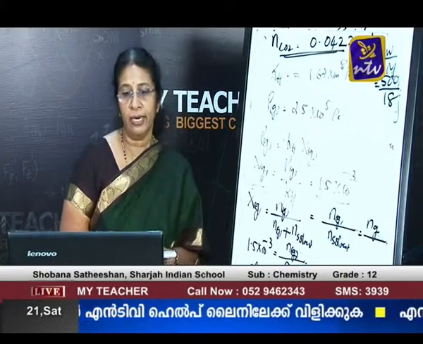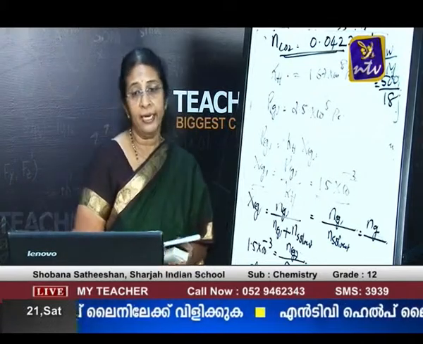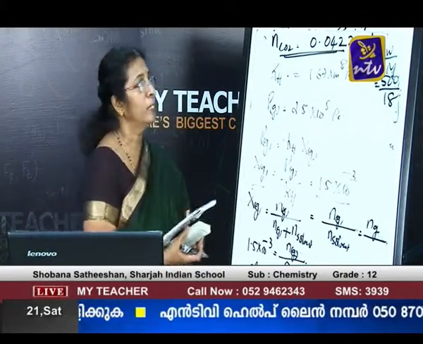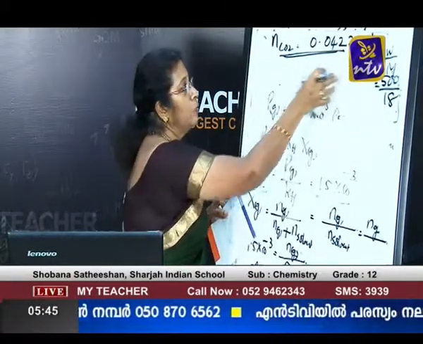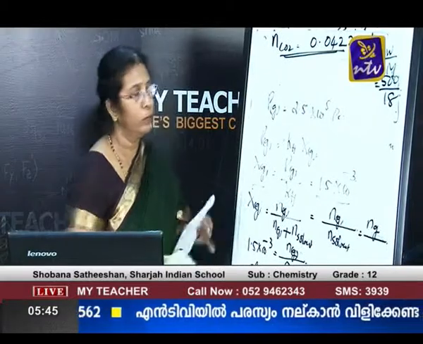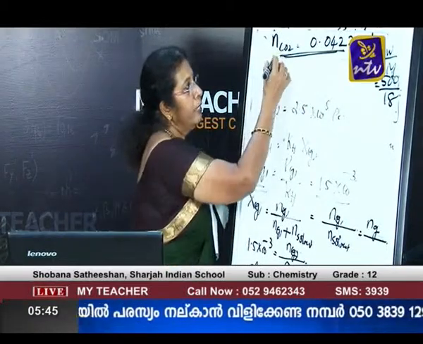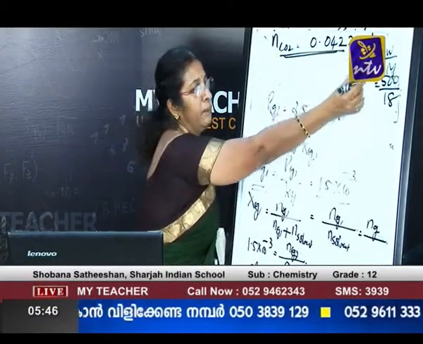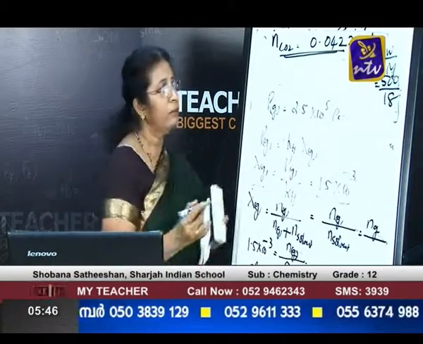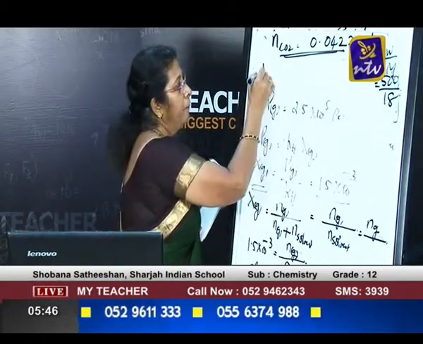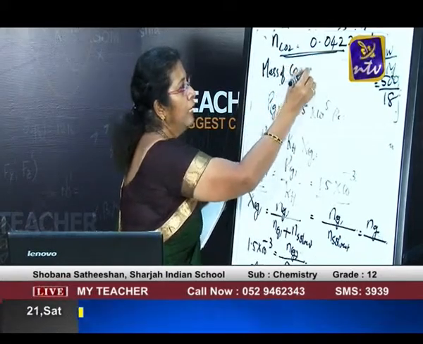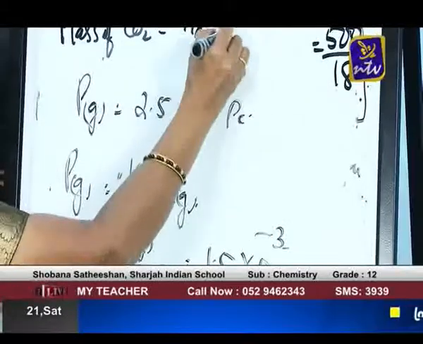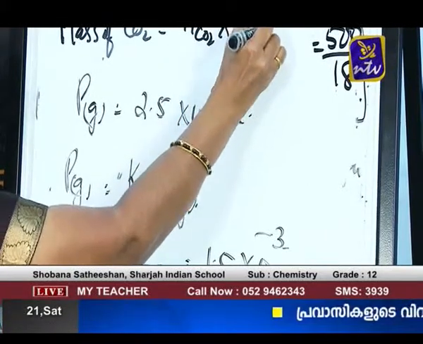Again it is not over. The question is again what? Calculate the quantity of CO2. They are not asking the number of moles of CO2, the quantity of CO2 means the mass of CO2. The mass of CO2 they are asking. We know number of moles of CO2 is equal to mass divided by molar mass. Therefore, what we have to do? Mass of CO2 is equal to number of moles of CO2 into molar mass of CO2.